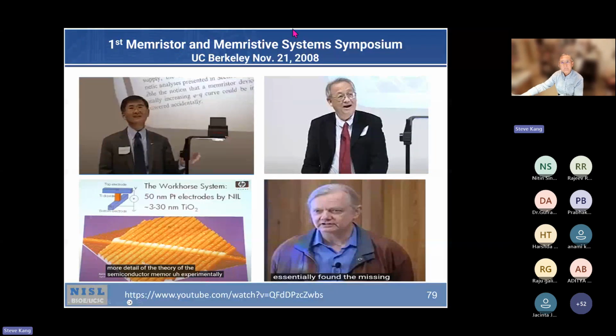So this is November 21, 2008. We held the first Memristor and Memristive Systems Symposium at Berkeley campus. I have to admit every time, UC Berkeley campus, November 21, 2008. I organized this symposium, invited Stan Williams and Leon Chua. And there we discussed the crossbar array of memristors fabricated by the HP team. So that was the first of the Memristor symposium in 2008.